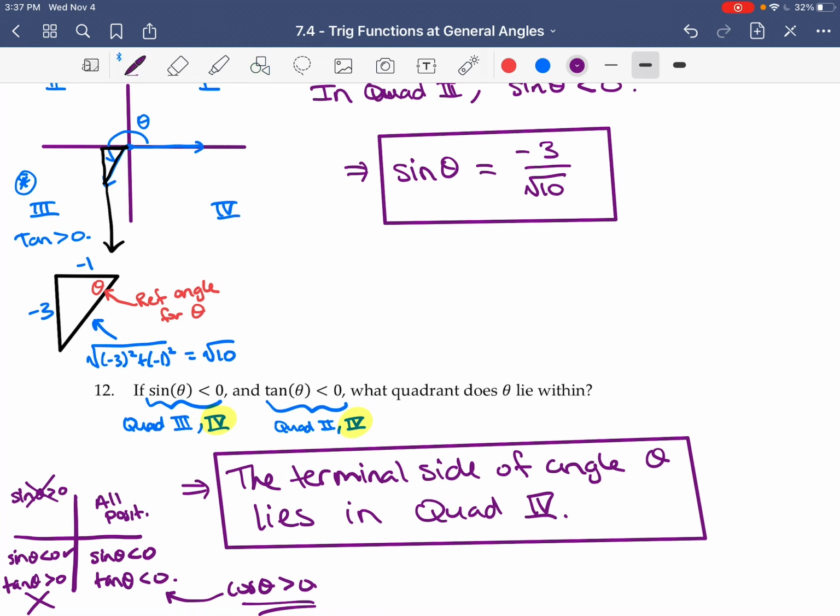So there's lots you can tell just by knowing the sign of the trig functions. Those are some examples, computing some trig functions at some more general angles than just our special few.